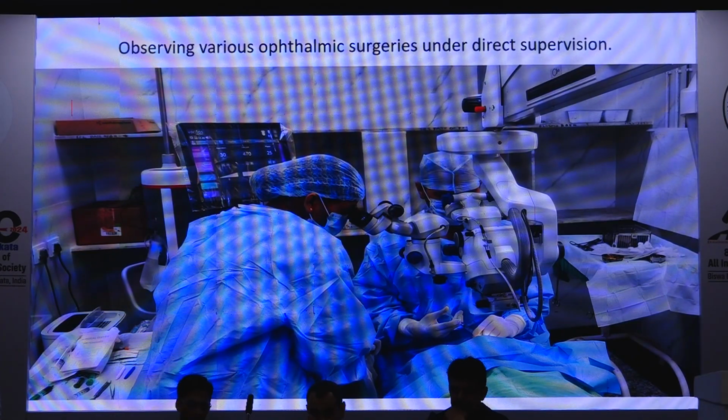So this is about observing. Most microscopes now have a side eyepiece through which you can observe the surgery directly. In earlier times it was not available, or you had to get it separately.